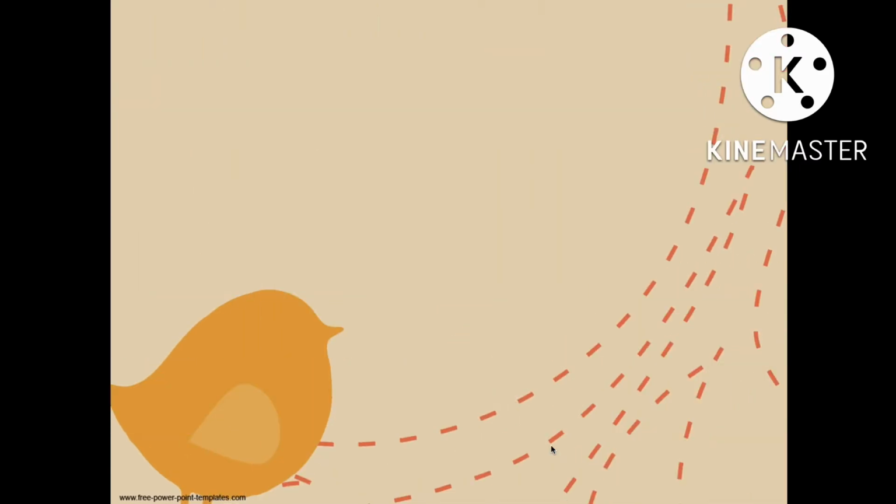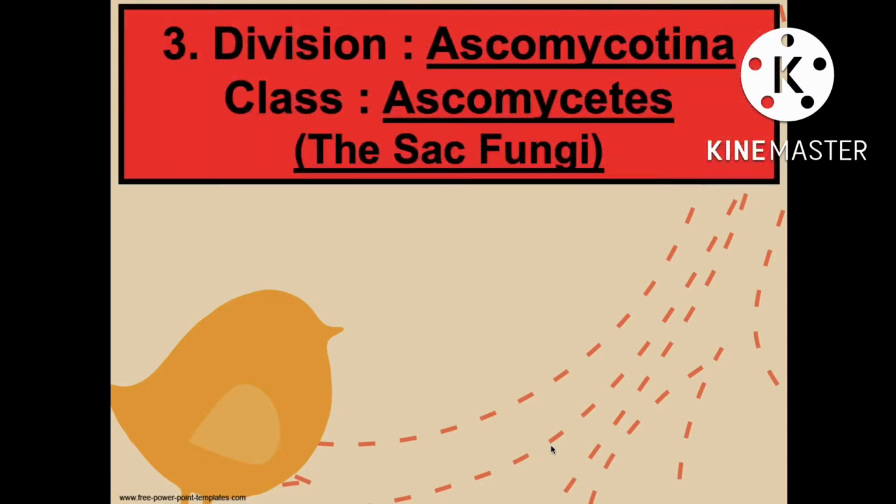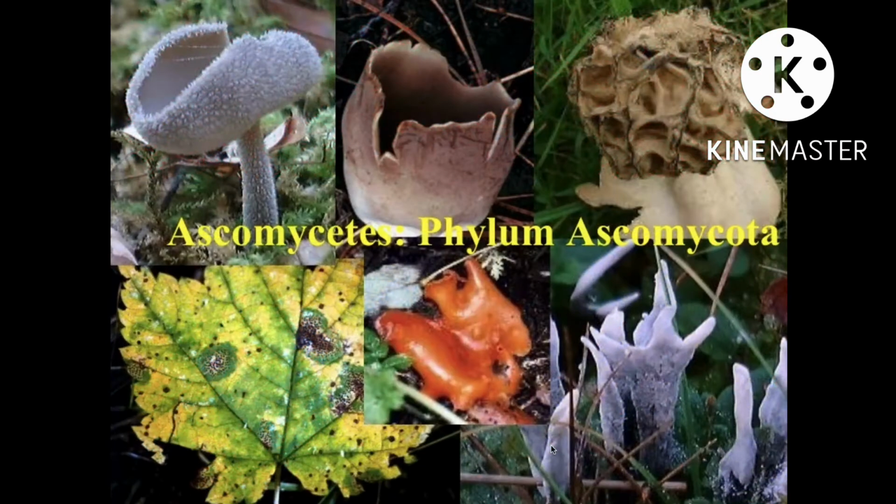Now let's start the topic. So division Ascomycotina belongs to class Ascomycetes and is also known as the sac fungi. The main characteristic features of Ascomycetes are as follows. Ascomycetes are a large group with over 30,000 species, including diverse types such as brown, green, blue and pink molds, powdery molds, cup fungi, yeast, morels and truffles.